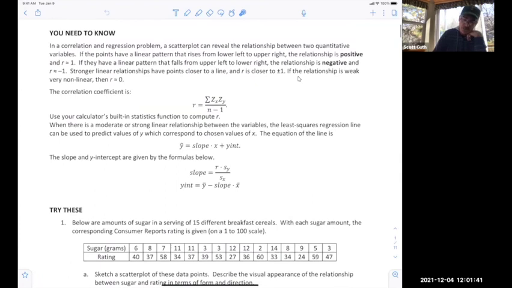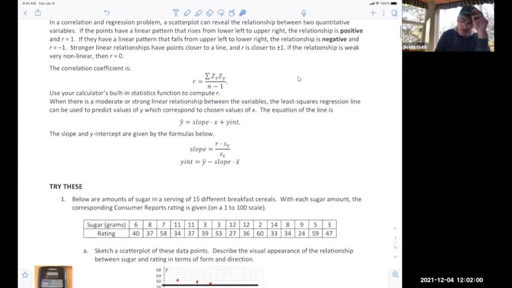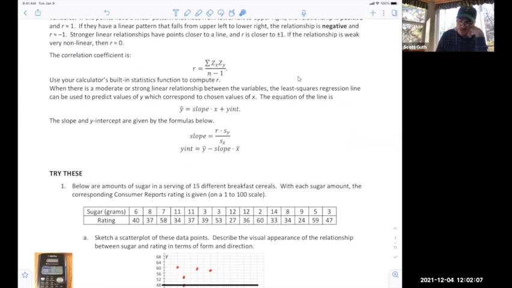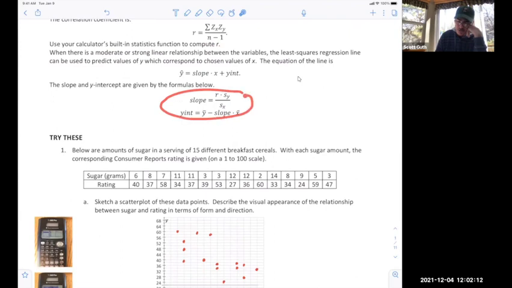So this first problem is the chapter 9 problem. This first one is going to be from section 9.1. And in section 9.1, you've got this thing called the correlation coefficient, which you want to go ahead and have your calculator compute for you. I won't ask you ever to compute this number by hand, but you will be computing the slope and the y-intercept for the line of best fit.